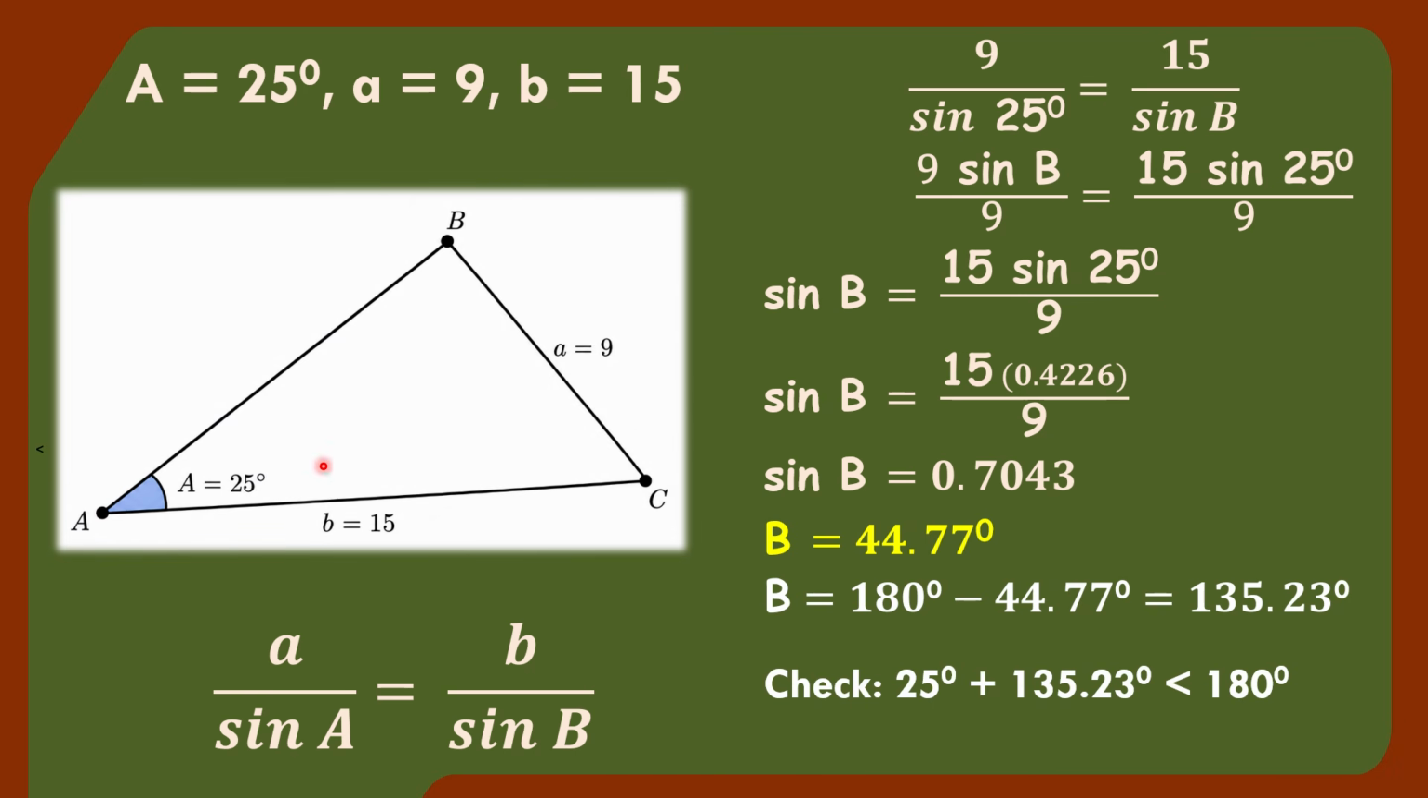Angle A is 25 degrees, and the other value is 135.23. So 135.23 plus 25, the answer is 160.23. 160.23 is less than 180 degrees. If that is less than 180, so the given is not one triangle, but two triangles.